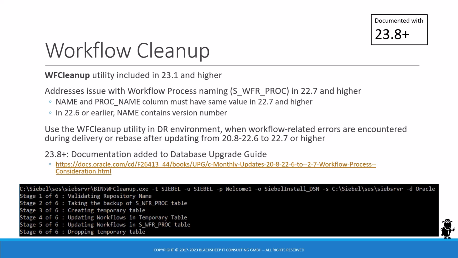It addresses an issue with the naming convention of workflow processes. If you look into the SWFR proc table in versions earlier than 22.7, or 22.6 or earlier really, the workflow processes have two different names. There are two columns, name and proc_name. I always get this wrong, but the proc name is the one without the version number, and the name is the one including the version number. That's a remnant of pre-IP17 or pre-workspace days.